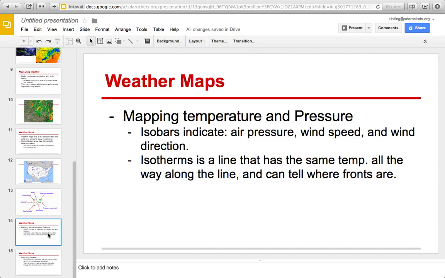Mapping temperatures and pressure. Isobars indicate air pressure, as well as wind speed and wind direction. So we know that an isobar tells you that that line all has the same amount of pressure, so we can get a lot of information about the wind from that. The isotherm, iso is a prefix that means same. So in this case, bar means pressure, and therm means temperature. So an isotherm is a line that has all the same temperature, all the way along the line, and can tell us where fronts are.